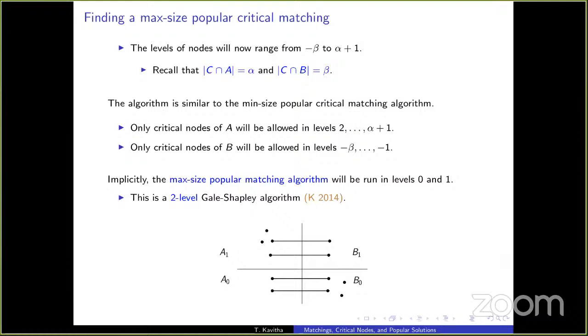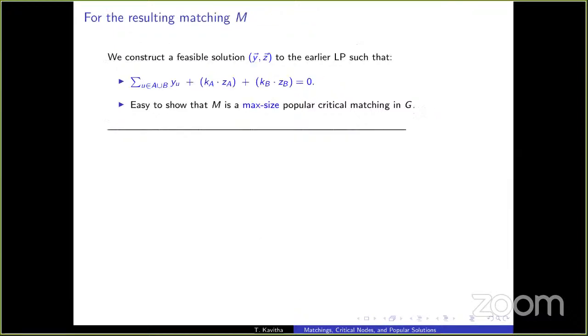And only critical nodes of A will be allowed to go even higher, that is levels 2, 3, and so on. And as before, critical nodes of B can be demoted downwards. That's the intuition. Of course, the formal algorithm is as shown earlier. That is, it's analogous to that algorithm. And similarly, we can show the matching computed is critical. And we use the LP method to show it is in fact popular among critical matchings. And this time, complementary slackness will let us show that this matching is a max-size popular critical matching.